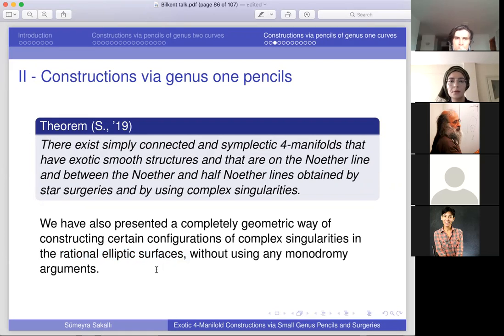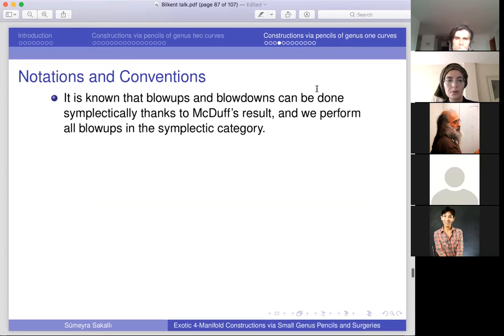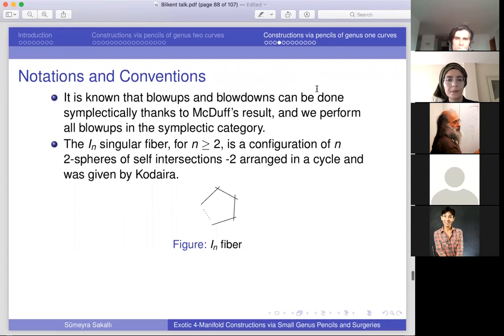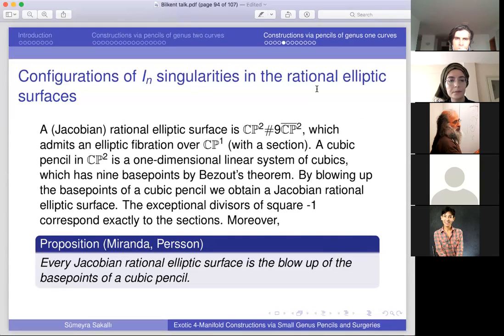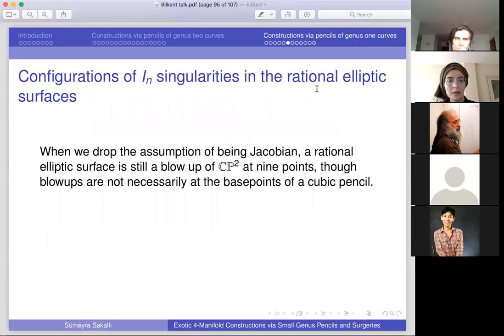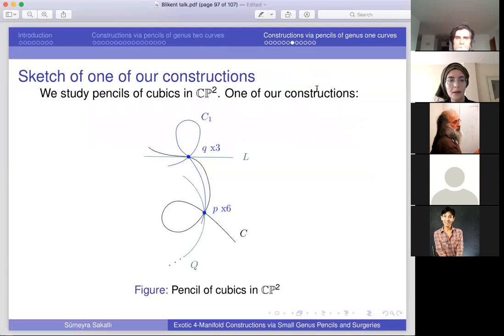I was going to give more details, but there is also another work. Maybe I should say a bit more. Then let me give the proof idea. I will skip the details. Basically, I work with Kodaira's classification and I work with cubics. So let me give the sketch of one of my constructions. In my work, I have studied pencils of cubics lying inside CP2. And here is just one construction.